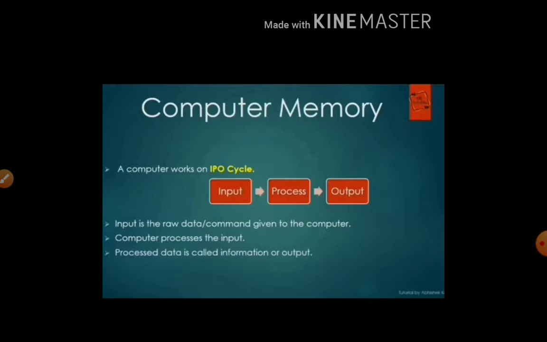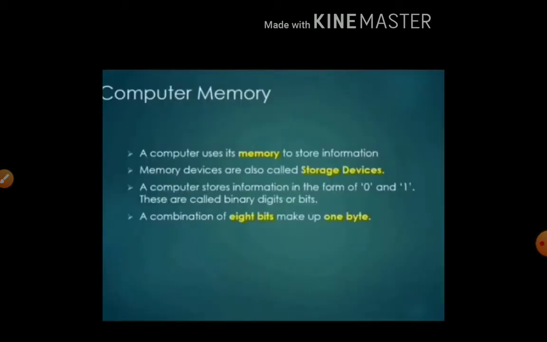The next thing is computer memory. A computer uses its memory to store the information. Memory devices are also called storage devices. Memory in a computer is used to store data and programs. A computer stores the information in the form of 0 or 1. These are called binary digits or bits. A combination of 8 bits makes up 1 byte.